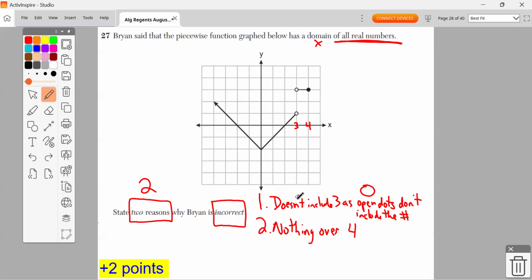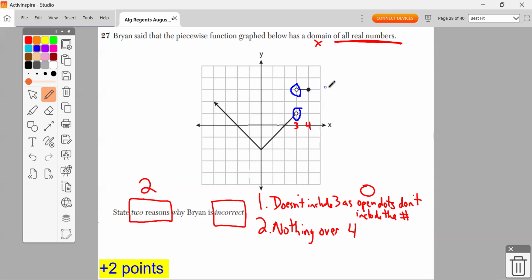Well, one of the reasons is that if you see these open dots right here, an open dot at 3, an open dot at 3. These two open dots mean that there's no value at 3. All right, so it doesn't include the actual number 3 at all. The second reason why he's incorrect, that it's all real numbers going negative infinity to positive infinity. Notice right here, there is nothing after the 4. It ends at 4.